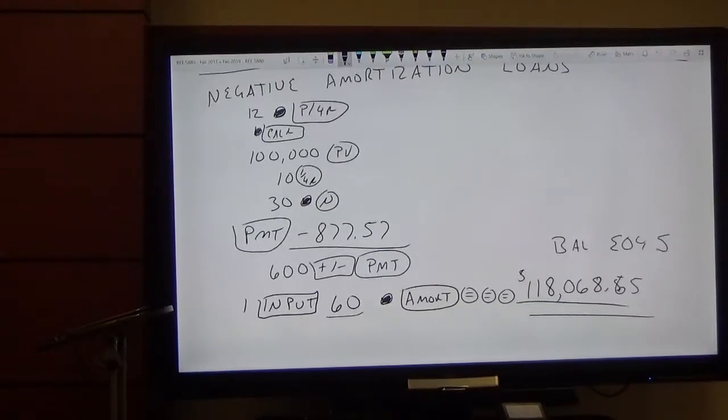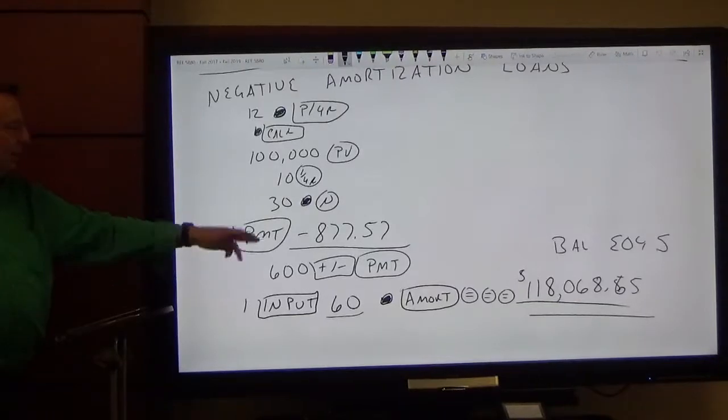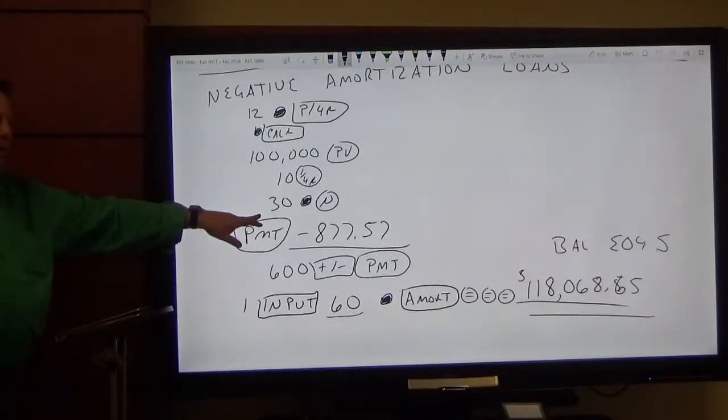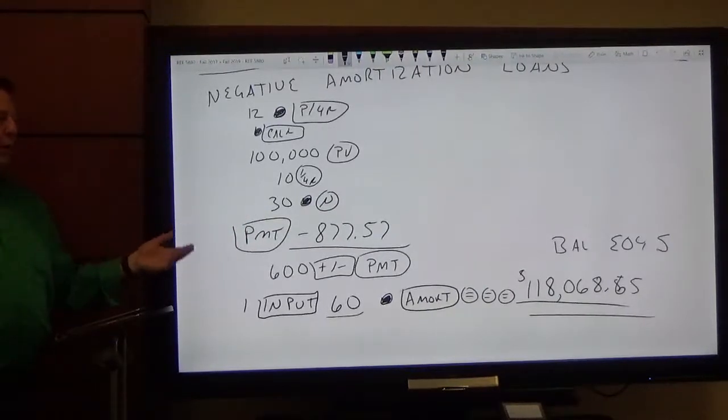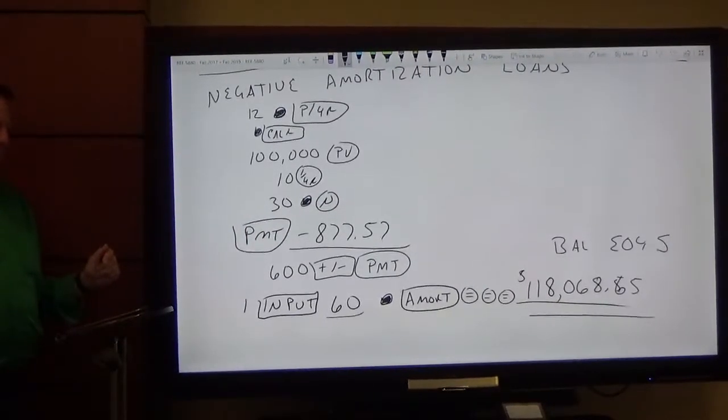Okay. If you want to remove the negative and make it a positive amortization, you just pay off more. So, in essence, if you pay $1,200 a month on that size of a normal payment, then you're going to have positive amortization, paying off the loan quicker, and having even a smaller loan balance.